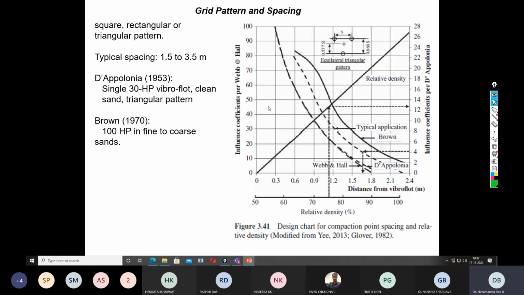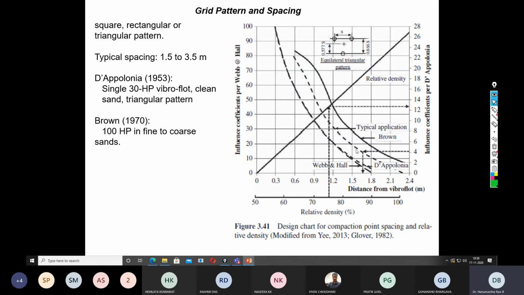So how do you decide the grid spacing and grid pattern? There is a graph developed by D'Appolonia. He developed a relationship between three to four parameters. First, the influence coefficient for Webb and Hall. Two persons, Webb and Hall, and D'Appolonia, proposed this independently. The x-axis has two terms: one is the distance from the vibro float and the other is the relative density, which is the diagonal curve. And this is the influence coefficient.